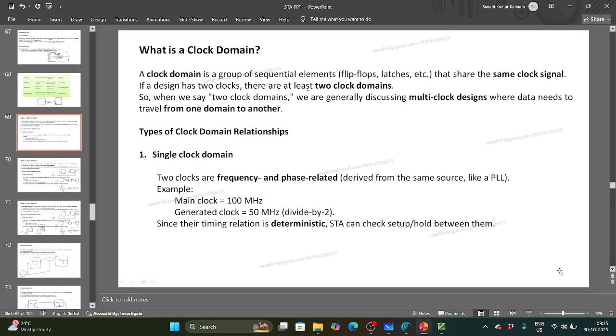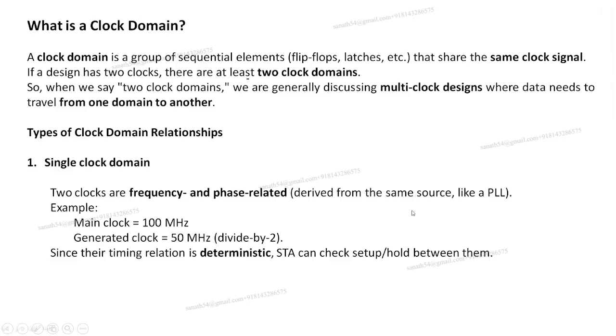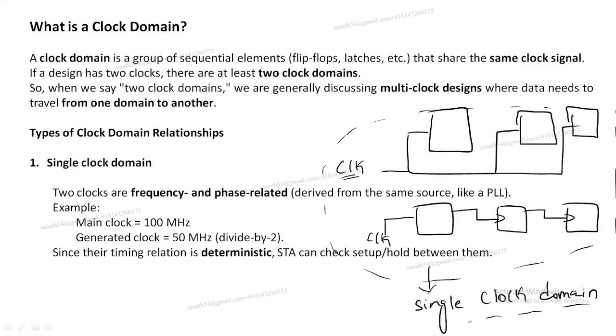So in the last class, we saw what a clock domain is. In digital design we have already seen a single clock, which is nothing but a synchronous clock. Multiple clocks we have also seen. We saw synchronous counters and asynchronous counters; these have a single clock. So this is nothing but a single clock domain.